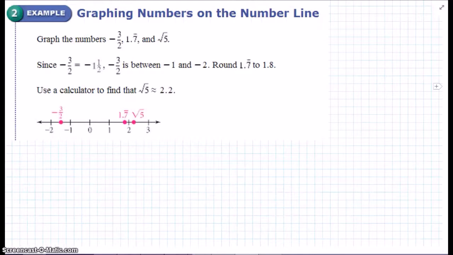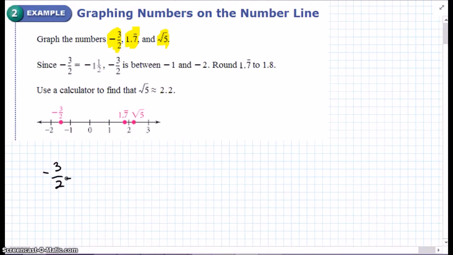Moving on to the next example. Graph numbers on a number line. The question is asking us to graph negative 3 halves, 1.7 with the repeating sign, and the square root of 5. Let's look at the number line. We know negative 3 halves is the same as negative 1.5, so it's going to be between negative 1 and negative 2. So right there is negative 3 halves.